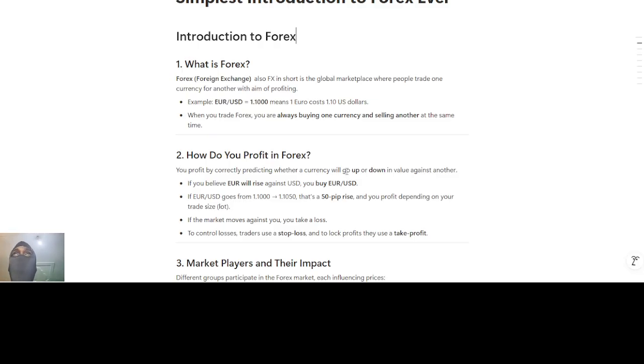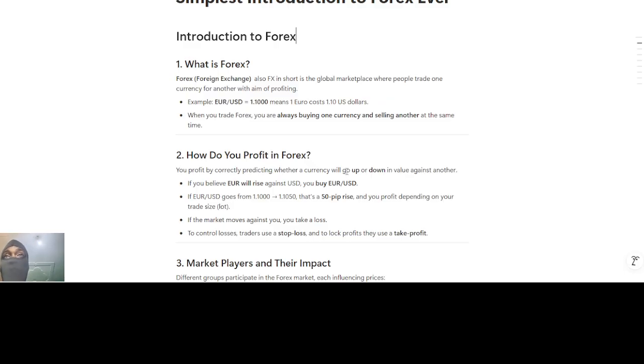In Forex, we have what we call lot sizes. A lot size is like a contract size, like position sizing, whereby if you choose to buy the euro or sell the euro, there is a size you can choose to do it at. Like I can choose to buy the euro using 0.01 lots, or 1 lot, but you'll get to understand that. So if the market moves against you, you take a loss.